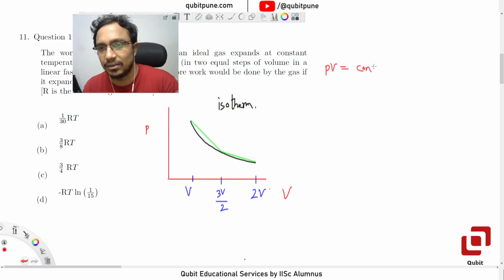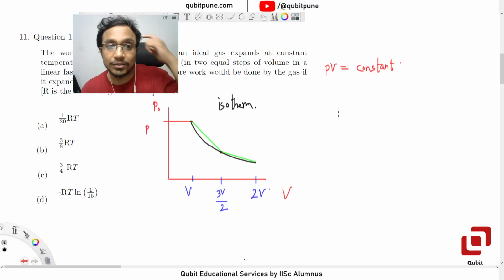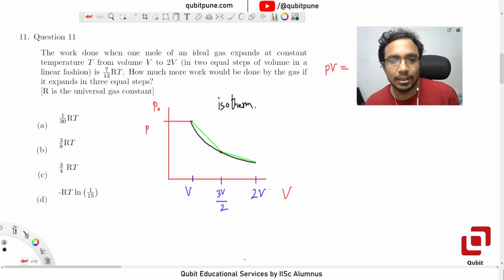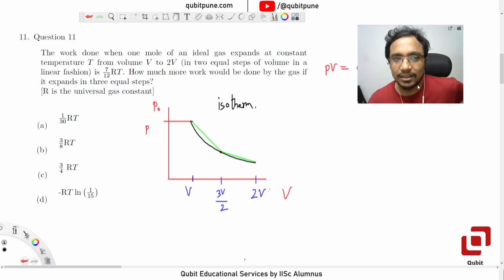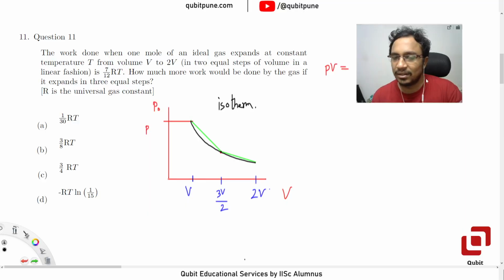Suppose PV is constant, and if I call this pressure P, or let's say P naught. So what will this pressure be? We will find this pressure once. In the last line, they have written it expands in three equal steps. First we will find it for 2. Okay, so you are saying don't calculate it, just take the difference of whatever comes. Is that what you mean?